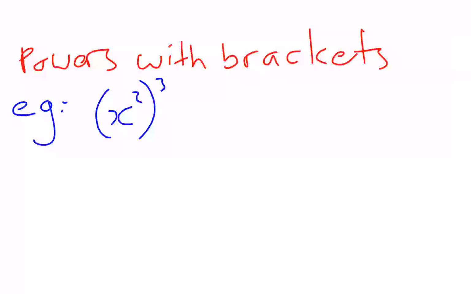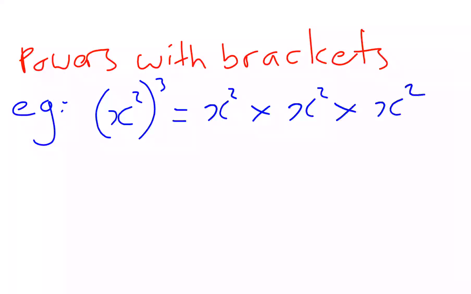The last rule for this one is powers when I've got brackets. And again, we're going to work through an example to see why the shortcut works. Here I've got x squared to the power of 3, and the brackets say that x squared is to the power of 3. Well, I know that to the power of 3 means I've got to multiply the thing by itself 3 times, 3 of the object. And so that would expand out to be x squared times x squared times x squared.